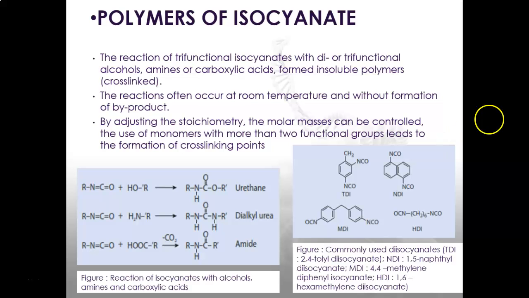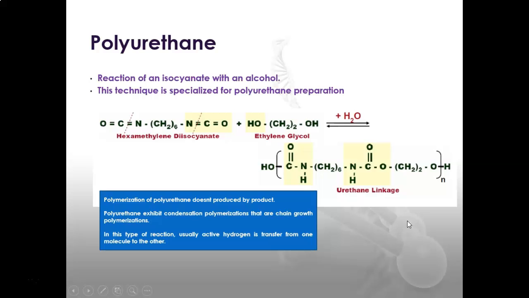Okay, so the reaction in the figure shows the reaction of isocyanate with alcohol, amine, and carboxylic acid to produce urethane, dialkylurea, and also amide. Commonly used diisocyanates are TDI, 2,4-toluene diisocyanate, NDI, MDI, and HDI. So this is the structure for the isocyanate functionality.